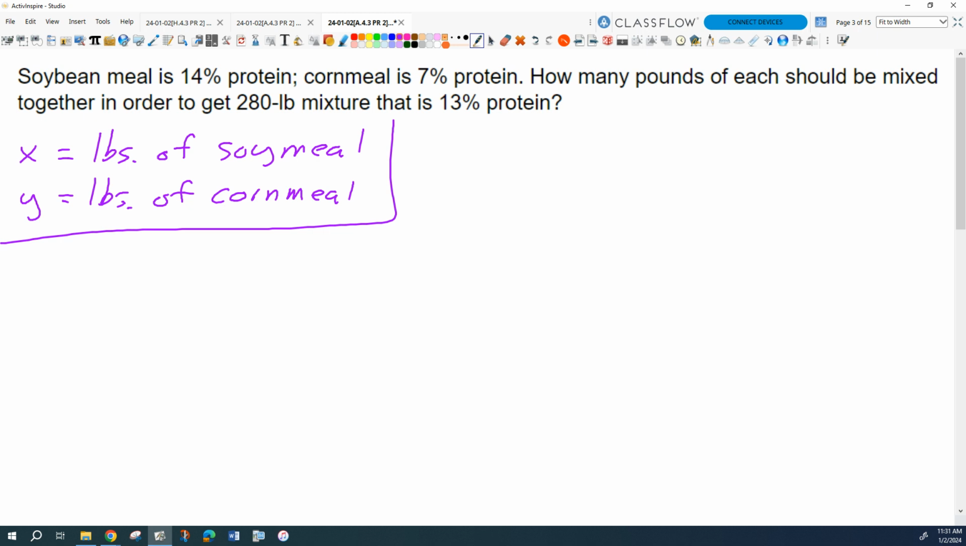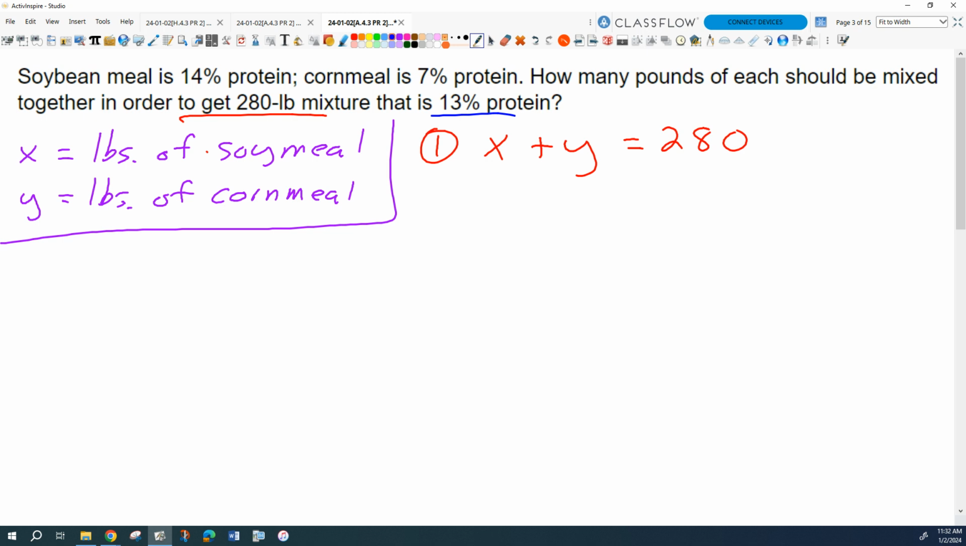Yes. 280. There it is. Good. Okay. 280 pounds. So equation 1, X plus Y, the number of pounds of soy meal plus the number of pounds of cornmeal, has to equal 280 total. There it is. Okay, now part 2. Part 2 has to do with the 13% stuff. We want to end up with 280 pounds of mix, but we want it to be 13% protein.